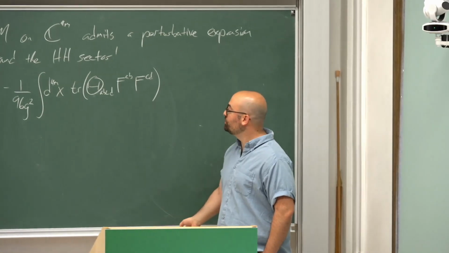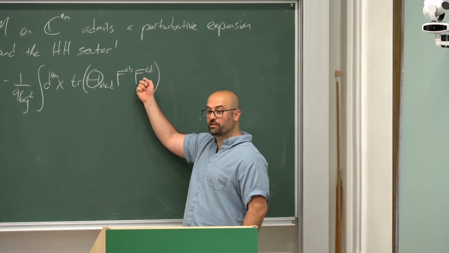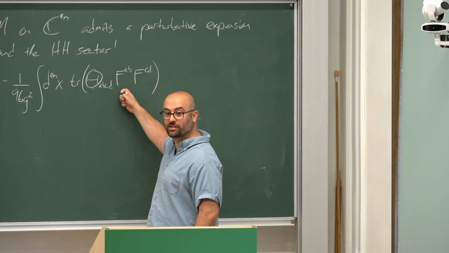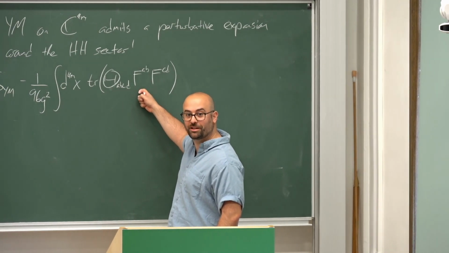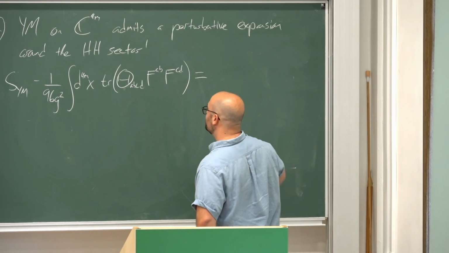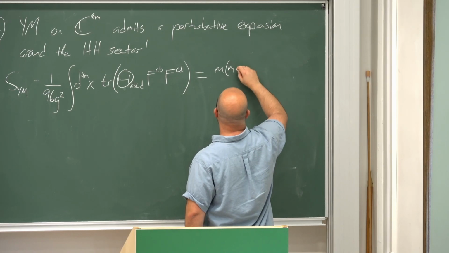I can add and subtract multiples of two copies of the field strength hooked into this 4-form. Because it's totally skew, this is a total derivative. And again, with asymptotically flat boundary conditions, it's not going to touch perturbation theory. And if you do this, what you find is m into m.